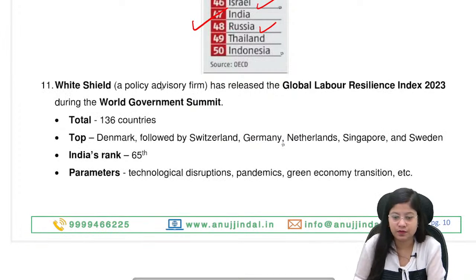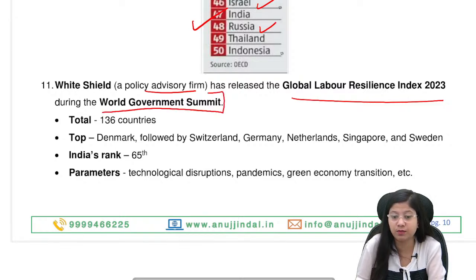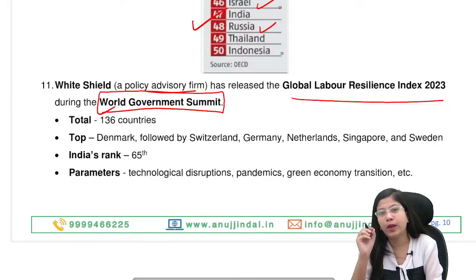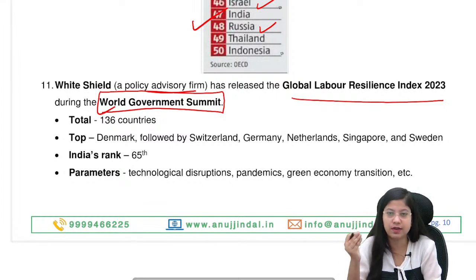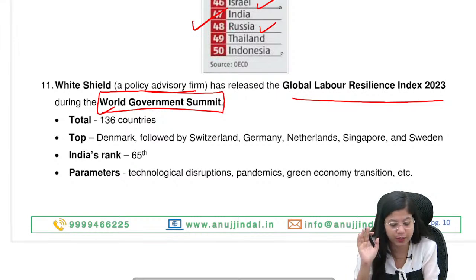White Shield, which is a policy advisory firm, has released the Global Labor Resilience Index 2023 during the World Government Summit. Quickly tell me, which country organizes the World Government Summit on a regular basis? Regular as in yearly basis. Quickly tell me, which government or which country organizes the World Government Summit?